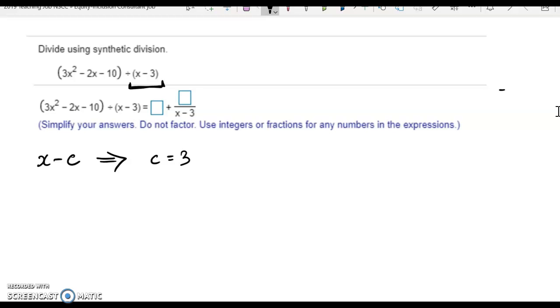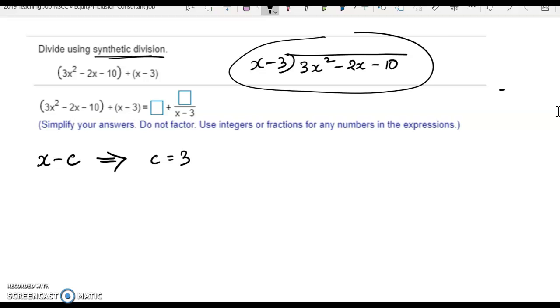Okay, now what if it was the long division method? I would have written it like this: x minus 3, and then 3x squared minus 2x minus 10, right? But no, this is the synthetic method. We won't go with that old school long division method. So in the synthetic method, instead of creating this kind of diagram, we just put a little right triangle like this. In this place right here we put the value of c.